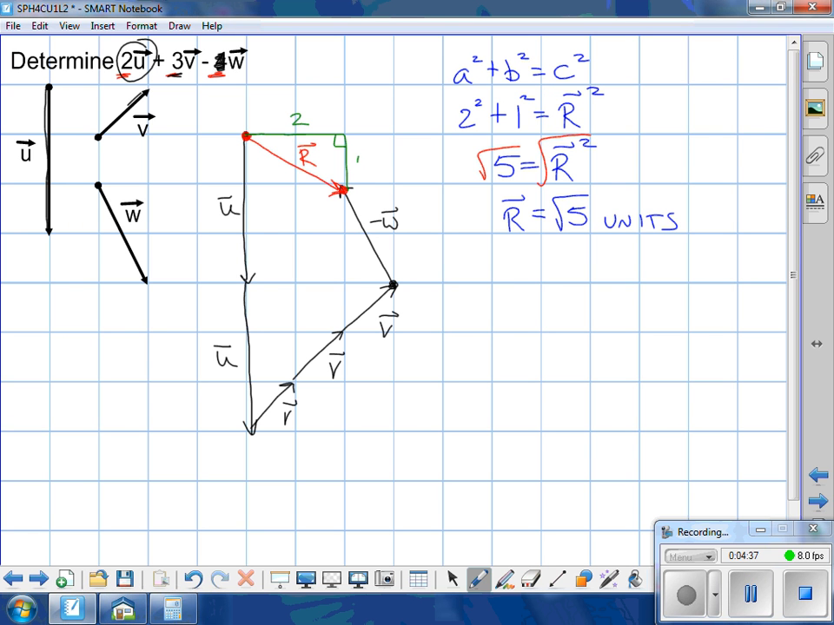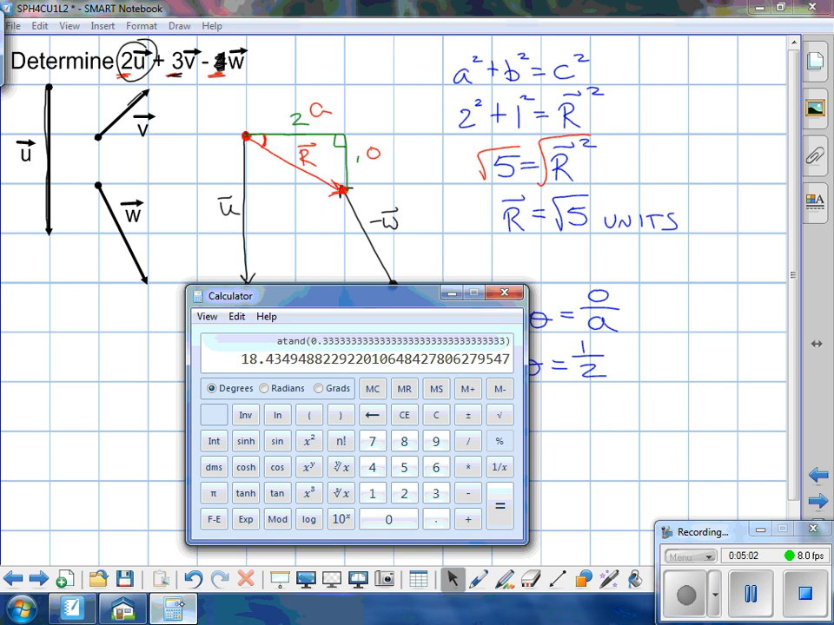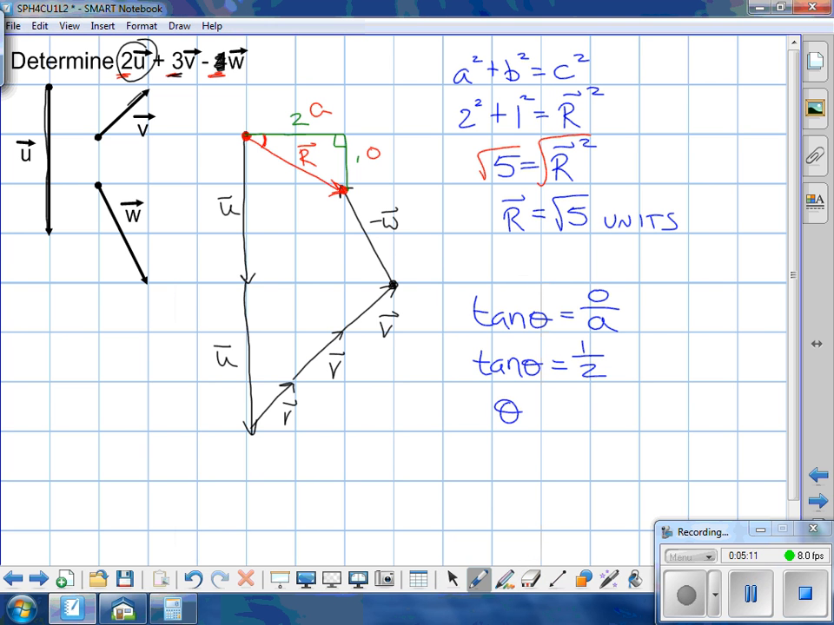I don't care if you have decimals. All right, the angle, it's always tan, opposite over adjacent. The angle is always from your starting point, so that makes that the opposite and not the adjacent. So tan theta equals 1 over 2. Using your calculator, 1 divided by 2 is 0.5. Inverse tan, and I get 26.6. So theta equals 26.6 degrees. So therefore, resultant is root 5 units.